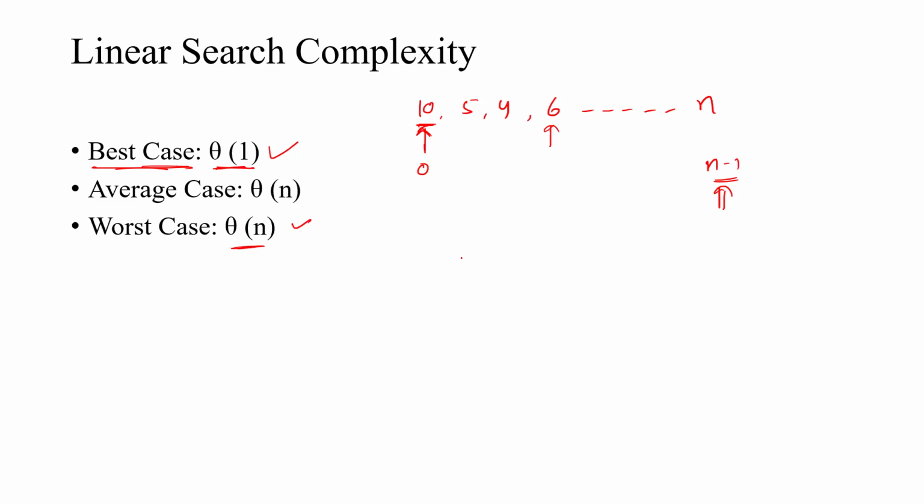Now, the average case. For the average case, most often you will say it is n by 2. But in the complexity classes, we have already studied that n by 2 is equivalent to n only. Why? Because the value of n is very, very big. Let's suppose it is infinity. If you divide infinity by 2, it doesn't matter, it will still be infinity. That's why the value of 2 doesn't matter here. So the average case complexity will also remain theta of n.